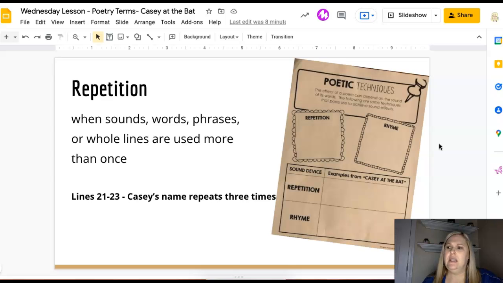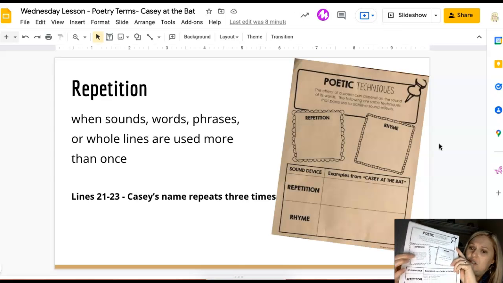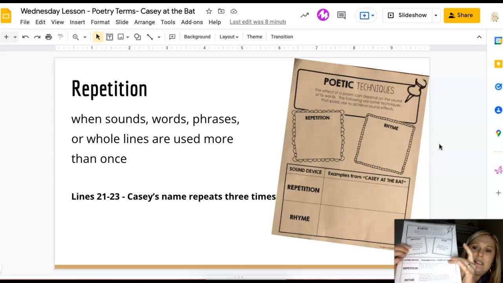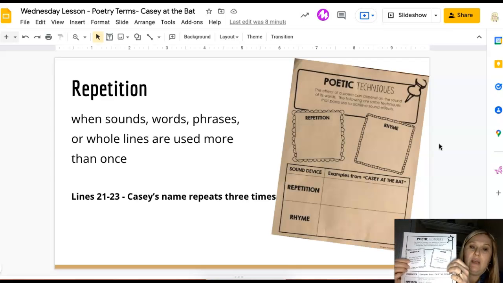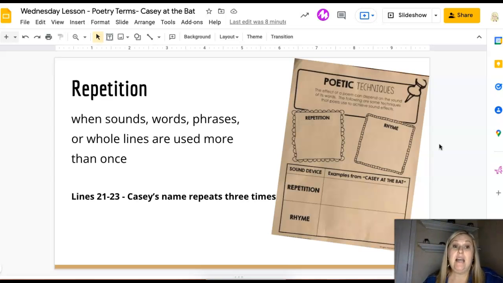So, repetition. In the box underneath repetition, I want you to put this definition, okay? So this is blank, but you're going to write it right here beside repetition. Write the definitions here and here, and then we're going to give some examples of repetition. So you're going to fill this out as you look at this PowerPoint. I would definitely pause it so that you have time to copy the definition under repetition. The definition of repetition is when sounds, words, or phrases, or whole lines are used more than once. Okay? So write that down, repetition.